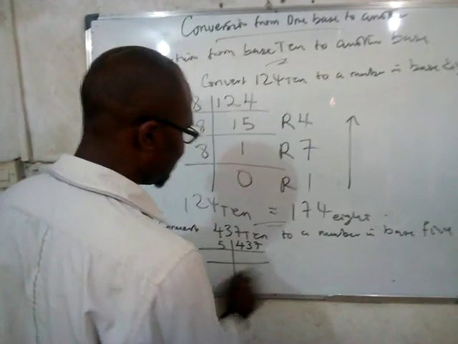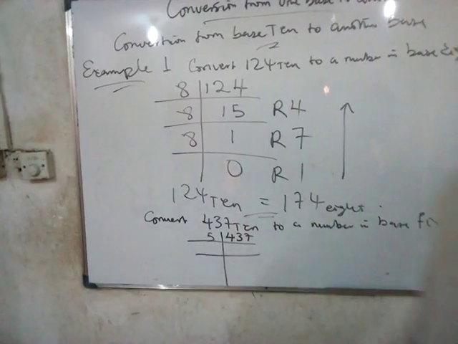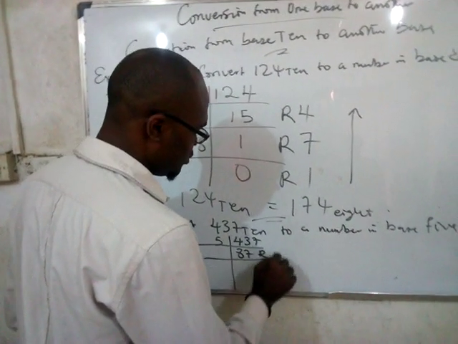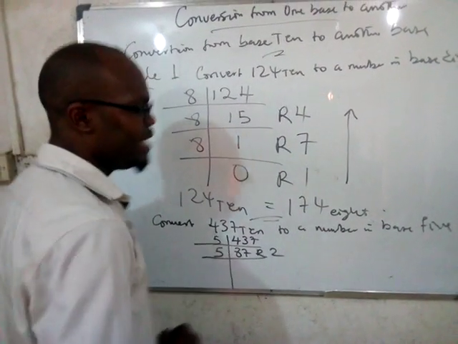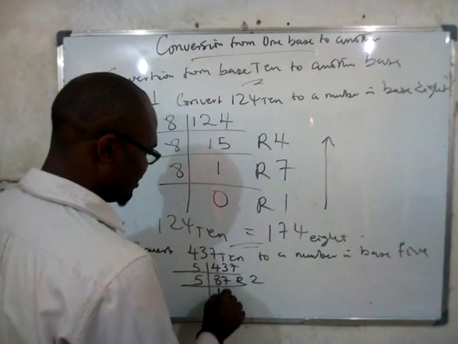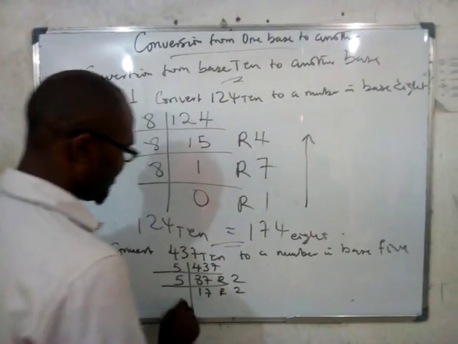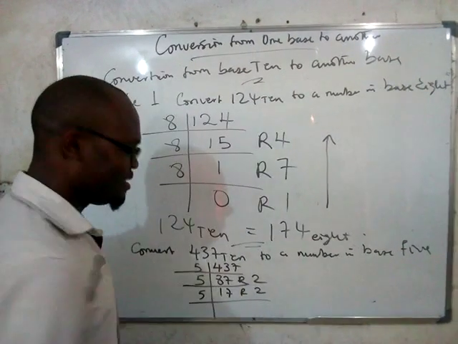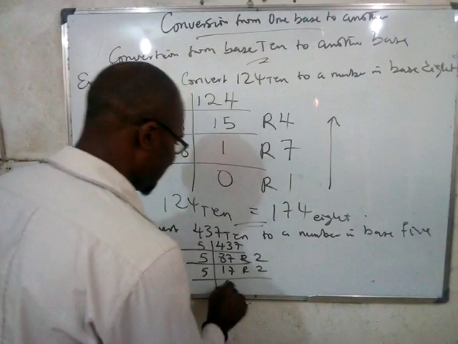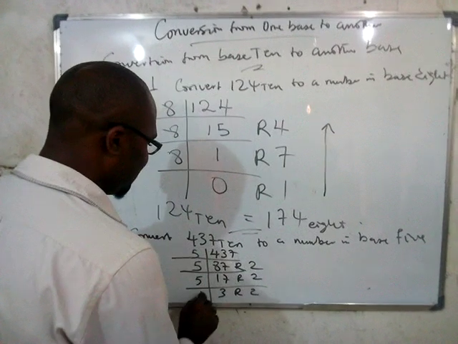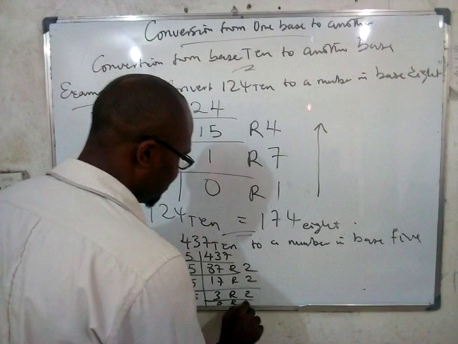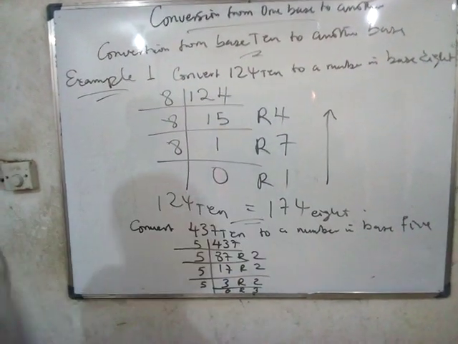So what is 437 divided by 5? 87 remainder 2. Now 87 divided by 5 is 17 remainder 2. What is 17 divided by 5? 3 remainder 2. What is 3 divided by 5? 0 remainder 3. Once you have 0 remainder something, you know that you are ending, is it not?